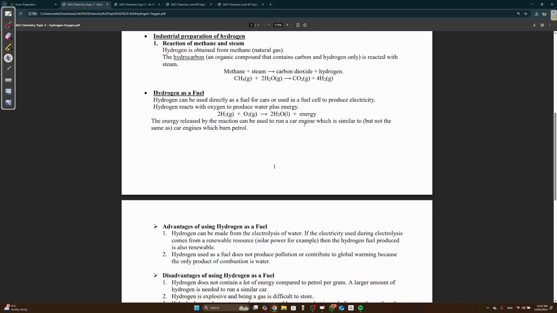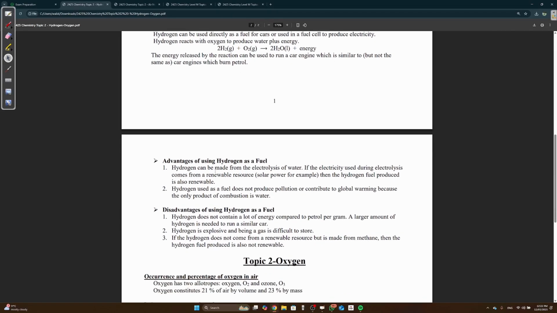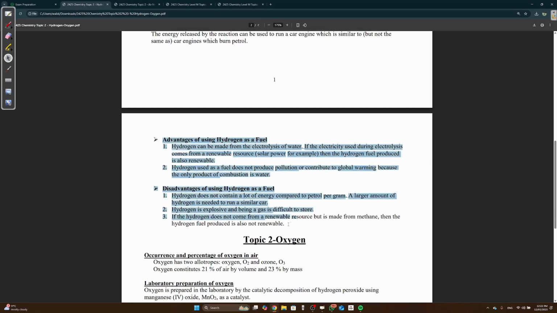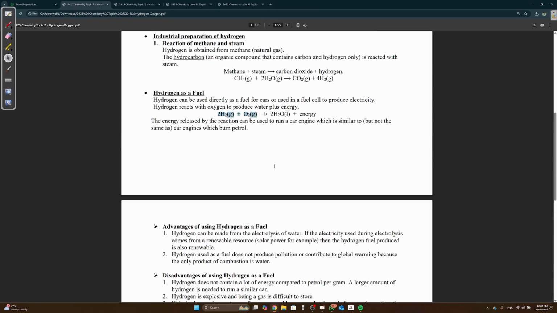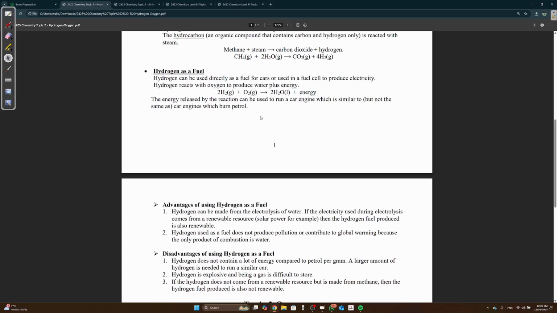The energy released by the reaction can be used to run a car engine, which is similar to car engines which burn petrol. So basically you need to know the advantages and disadvantages of this. When hydrogen reacts with oxygen, obviously you get water, right? But the key part here is that when it does this, it releases some energy as well. So cars and engines use this energy. This is called the hydrogen fuel cell.